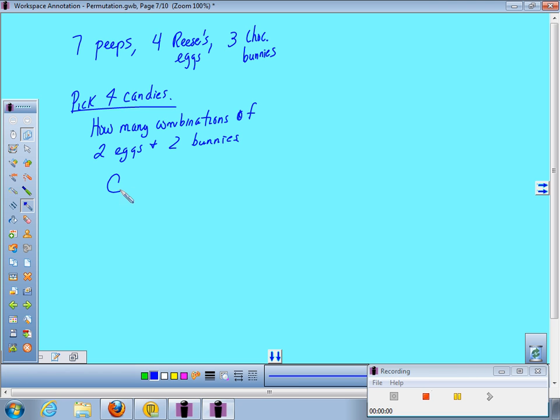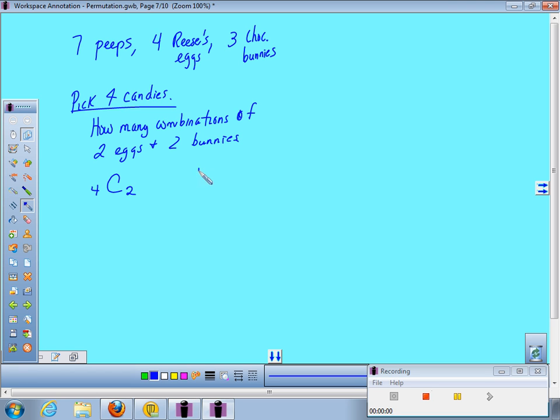I don't care what pattern I pick them in. I just want to grab them. I don't care what order they get picked in. So I'm going, all right, I got to pick 2 eggs. How many eggs are there to pick from? 4. So from the 4 eggs, you would pick 2.